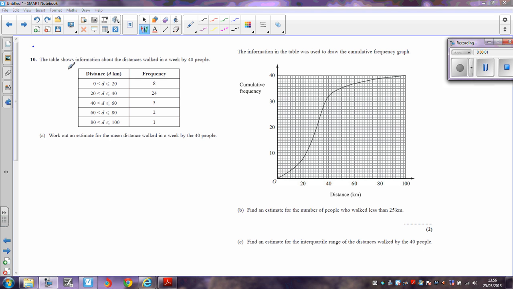Okay, first question here is find the mean from a grouped frequency table. And in order to do that, we need to know the midpoint of each group. So I'm going to work out the midpoint, quite straightforward.